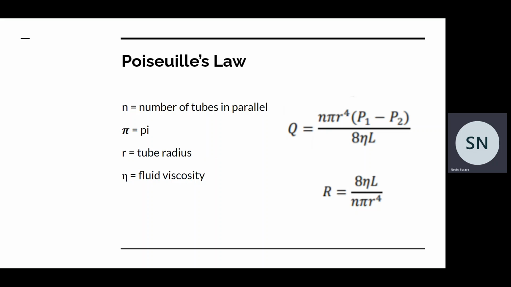Poiseuille's law is in the equation to the right. It is the equation for flow rate, which is Q. As you can see from the equation, resistance to flow is highly dependent on the radius. You can see when it's rearranged in terms of resistance that radius is in the denominator and it's raised to the 4th power. And from that you can also see that that's non-linear.